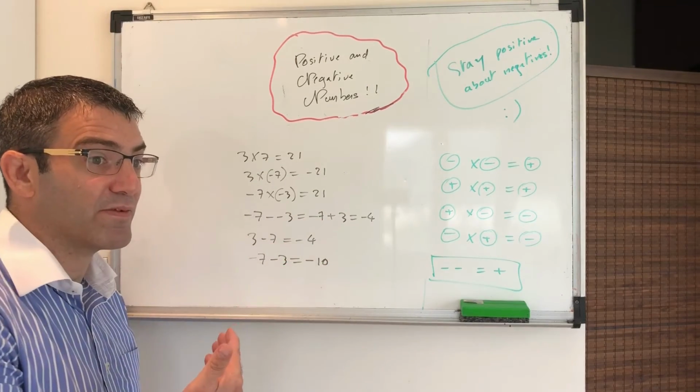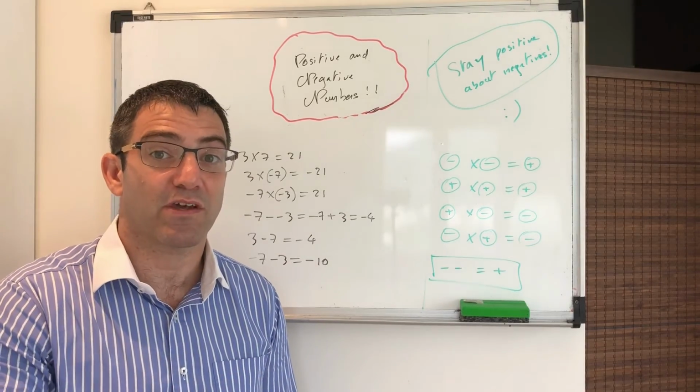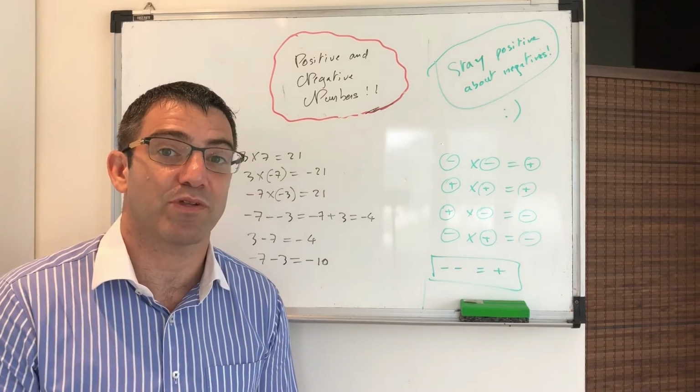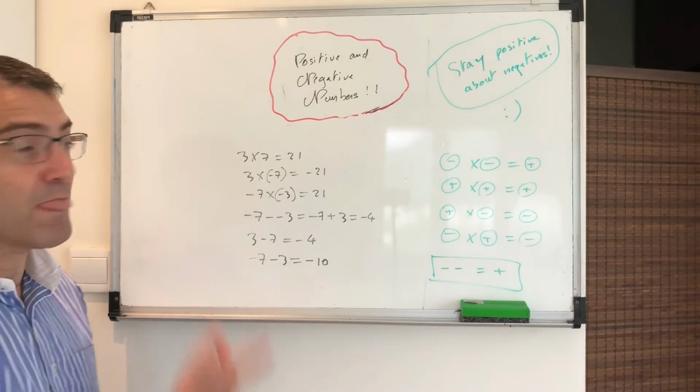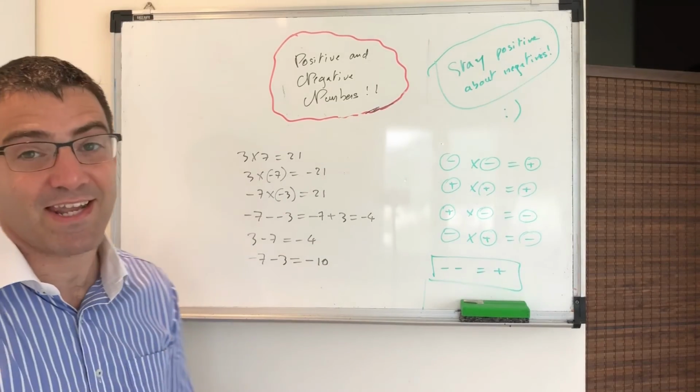So think about it like being underwater and swimming. When you're in the negative numbers, you can think about whether you go deeper or whether you're coming back up towards the surface. That should help you in the first stages. So remember, stay positive about negatives. This was positive and negative numbers.